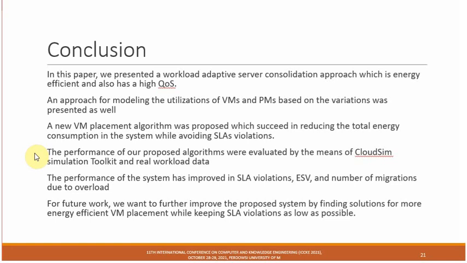In this paper, we presented a workload adaptive server consolidation approach which is energy efficient and also has a high quality of service. An approach for modeling the utilizations of VMs and PMs based on their variations was presented as well. A new VM placement algorithm was proposed which succeeded in reducing the total energy consumption in the system while avoiding SLA violations. The performance of our proposed algorithm was evaluated by means of the CloudSim simulation toolkit and real workload data of PlanetLab. The performance of the system has improved in SLA violations, ESV, and number of migrations due to overload.